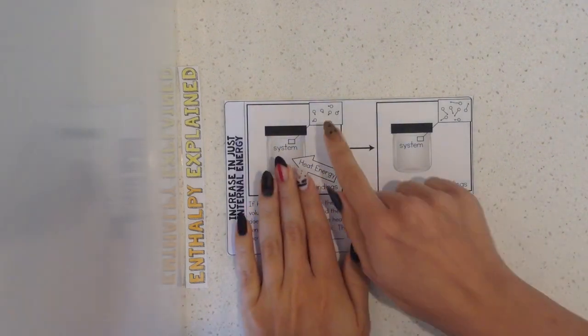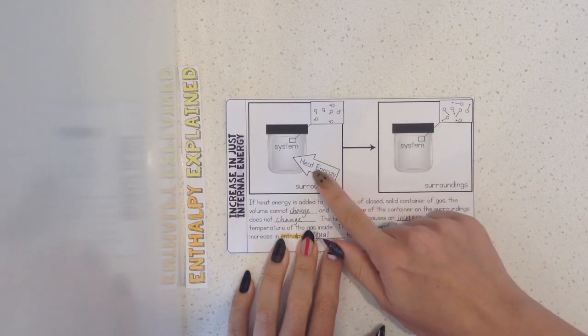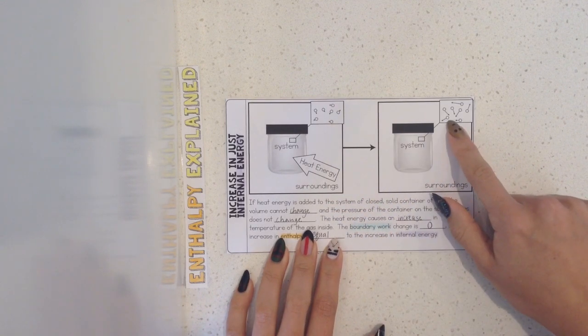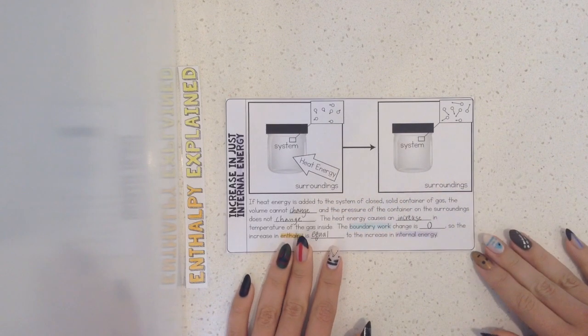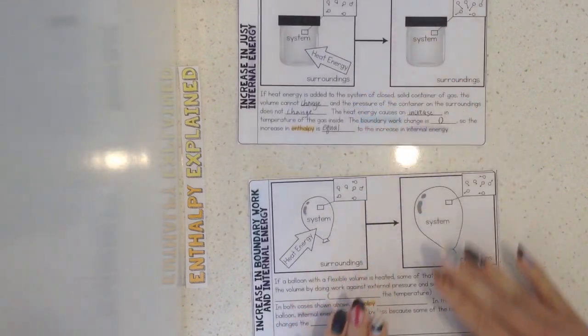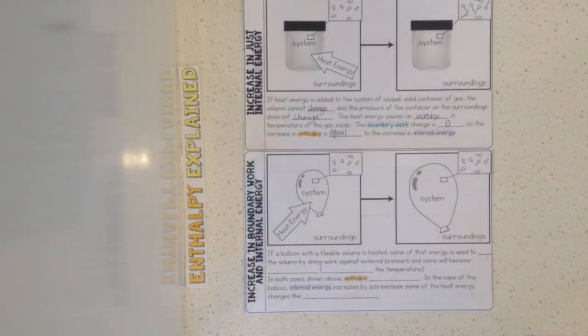What that looks like is those little gas particles have started moving faster. Heat energy means their kinetic energy has increased. That means that these molecules are moving faster on average. Now let's look at the difference when we increase in our boundary work and internal energy. If a balloon with a flexible volume is heated, some of that energy is used to expand the volume by doing work against external pressure, and some will become internal energy, increasing the temperature.